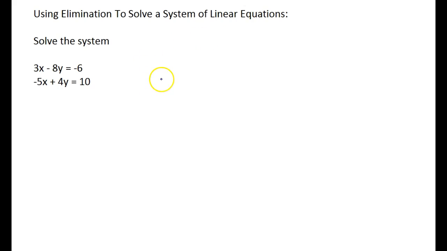The other method to solve a system of linear equations is called elimination. And that's where we try and get the coefficients of one of the variables to be opposites of each other, so that when we add the equations together, that variable is eliminated. Now you'll notice that I have a -8y in the first equation. I have a plus 4y in the second equation. So if I can make this be positive 8y, it'll cancel with that -8y. So I'm going to leave the first equation alone, and I'm going to multiply this by 2.